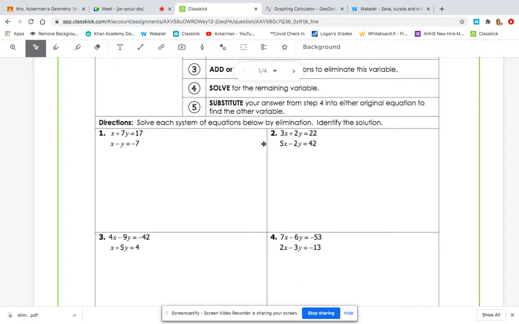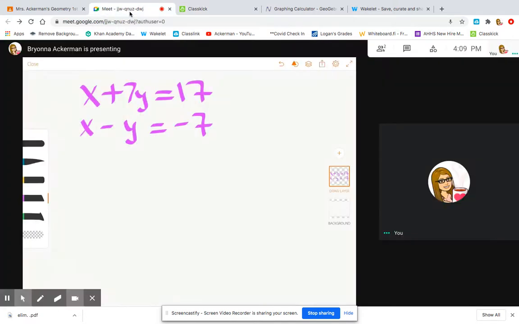x plus 7y equals 17. And then x minus y equals negative 7. And so if I line those up, I've got x's on top of x's, y's on top of y's, and the constants on top of the constants on the right side. And then I'm looking to see, are the x's opposite? And the answer is no, right? This is a 1x and this is a 1x. They're exactly the same. They're not opposite.